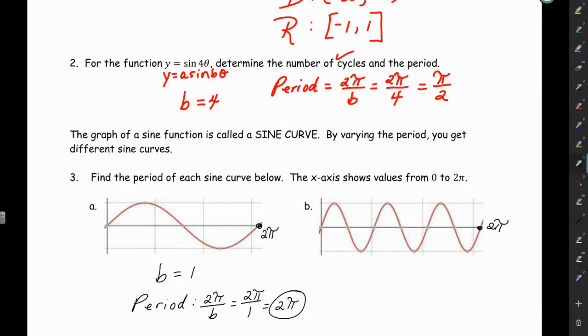For b, this time, for the value of b, let's see, how many cycles do we have between 0 and 2 pi? We have 1, 2, 3. So the value of b for letter b is 3. That means our period, 2 pi over b, is going to be 2 pi over 3.